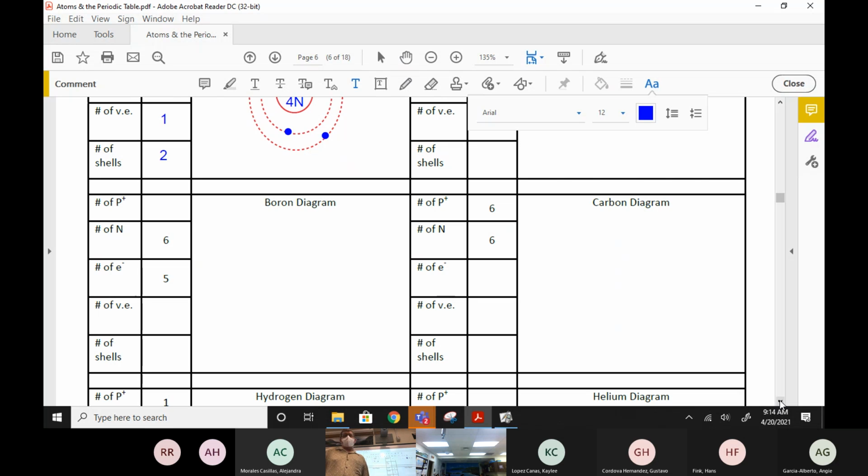So this one told you the number of electrons and neutrons. How many protons must there be? It's the same as the electrons, right? And then figure out the number of shells. And lastly, figure out the number of valence electrons, the VE part.